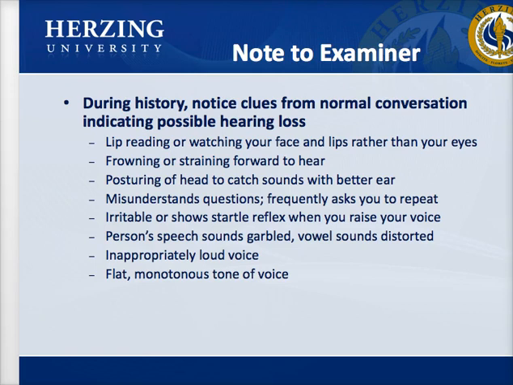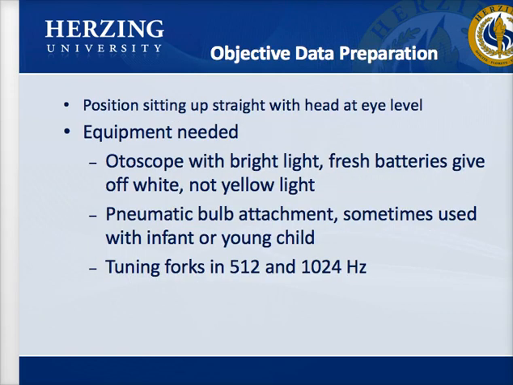The person's speech sounds garbled, and vowel sounds are distorted. They may have an inappropriately loud voice, or they may have a flat, monotonous tone of voice. Equipment needed includes an otoscope with a bright light and fresh batteries, which give off white, not yellow, light. Pneumatic bulb attachments, sometimes used with an infant or a young child, and tuning forks.